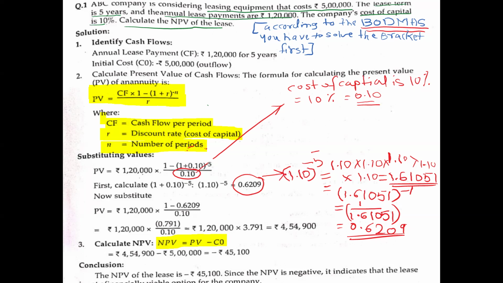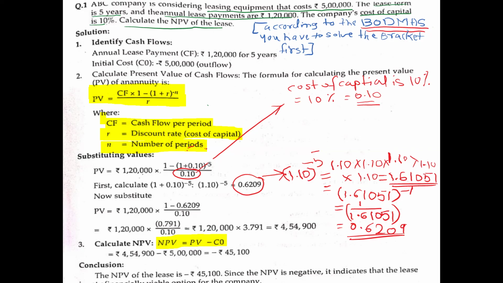Again 1,20,000 as it is. We will first solve the division under the bracket: 0.3791 divided by 0.10, so the answer will be 3.791. Now we are going to do the multiplication because there is no bracket here: 1,20,000 into 3.791, and the answer will be ₹4,54,920.